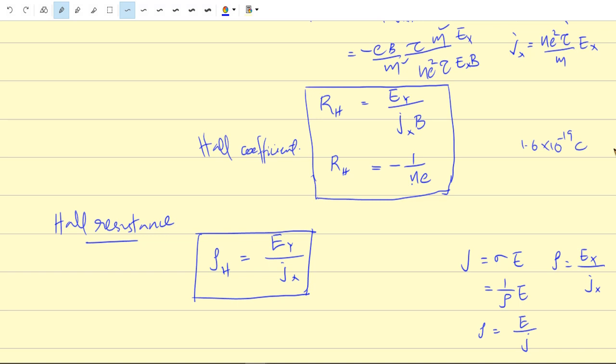Then we obtained the expression for the Hall resistance. Hall resistivity is the ratio of the Hall field to the current density due to the applied electric field.